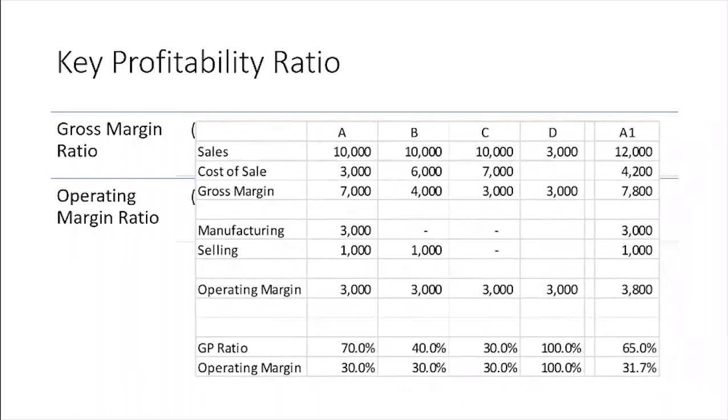Well, here is another example. We just made up another example. What if company A has a higher sale of 12,000 now instead of 10,000? What will happen to their profits? Their manufacturing cost will remain the same, because they already have the labor, right? Their cost of sale will increase slightly, because of the labor cost and the material cost. So their gross profit ratio will drop slightly, but their operating margin will increase.